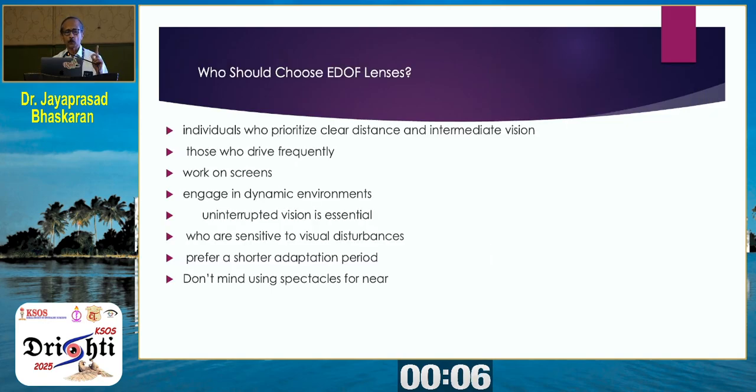And who should choose EDOF lenses? Individuals who prioritize clear distance and intermediate vision, those who drive frequently, particularly at night, who work on screens, engage in dynamic environments, for whom uninterrupted vision is essential, who are sensitive to visual disturbances like halos and prefer a shorter adaptation time, and they don't mind using spectacles for near.